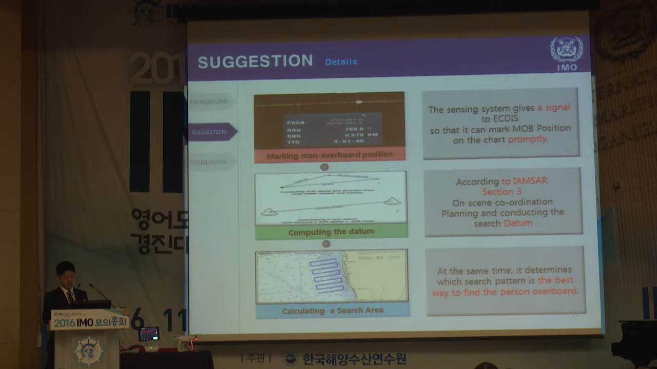Additionally, it determines which search pattern best fits the situation. In this situation, the search area is relatively small, usually 1 square mile or so. A parallel sweep search by 2 drones is the best way to find out the position of the man overboard.